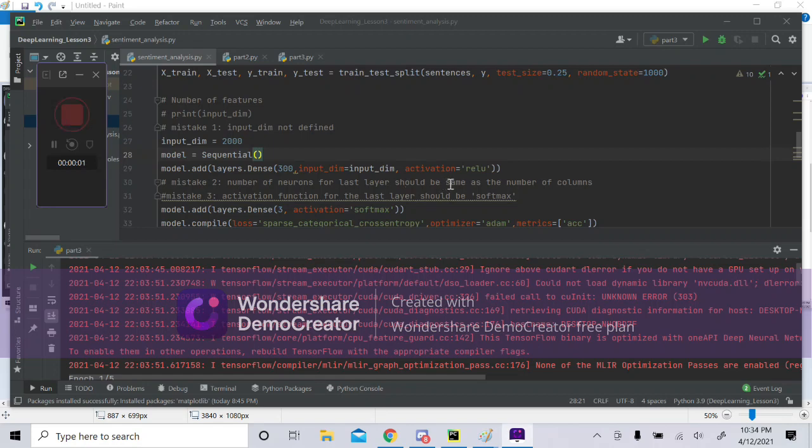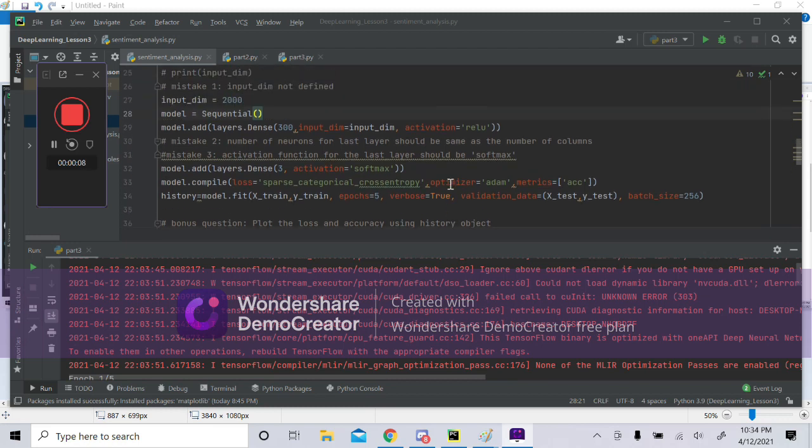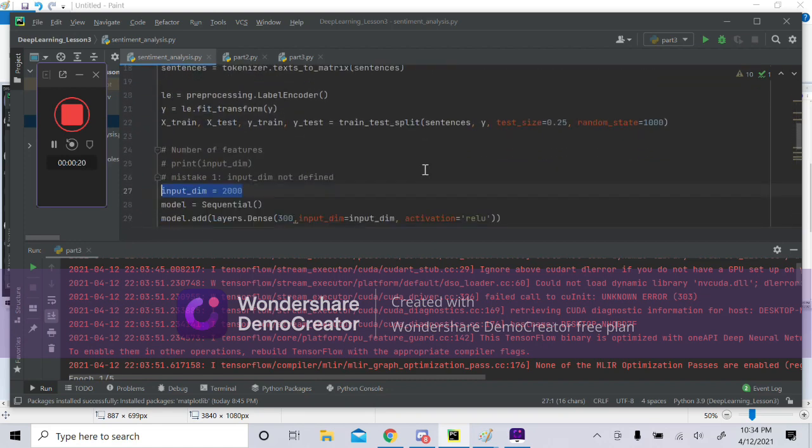For the first question, we were supposed to find the 3 errors that were causing the source code to not run correctly. First issue was that the input dimension was undefined here, so that was causing an error. So I went ahead and set the input dimension equal to 2000, which is in words up here.